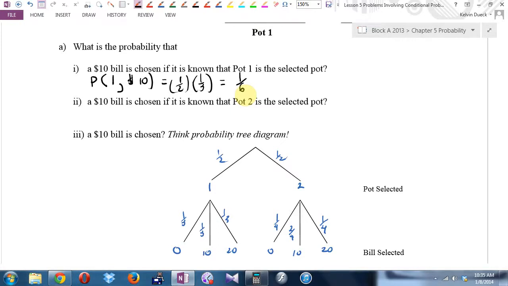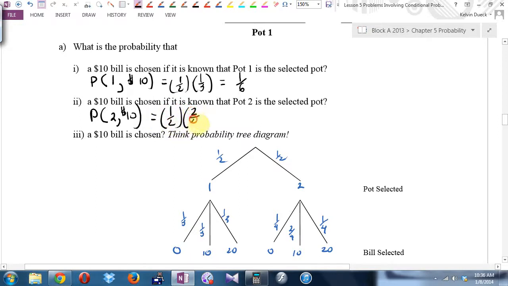What's the probability that a $10 bill is chosen if it's known that pot two is the selected pot? So we're saying this. Probability, well, you're in pot two. Two out of eight?